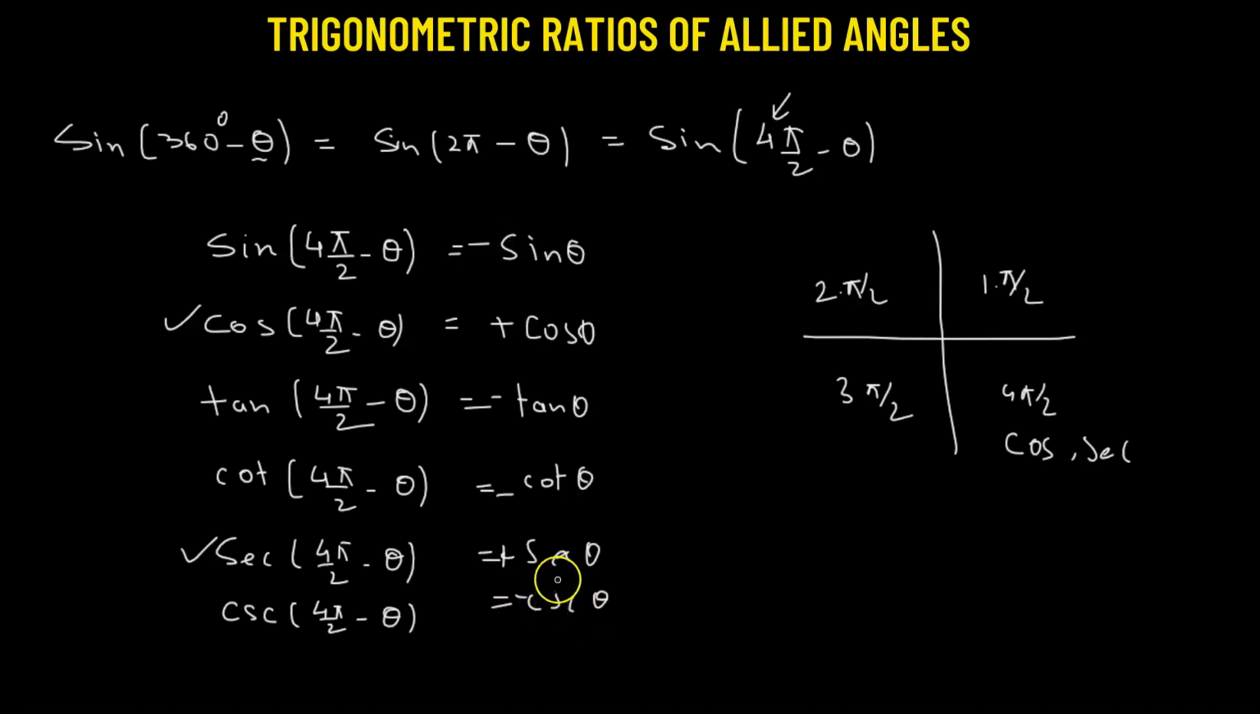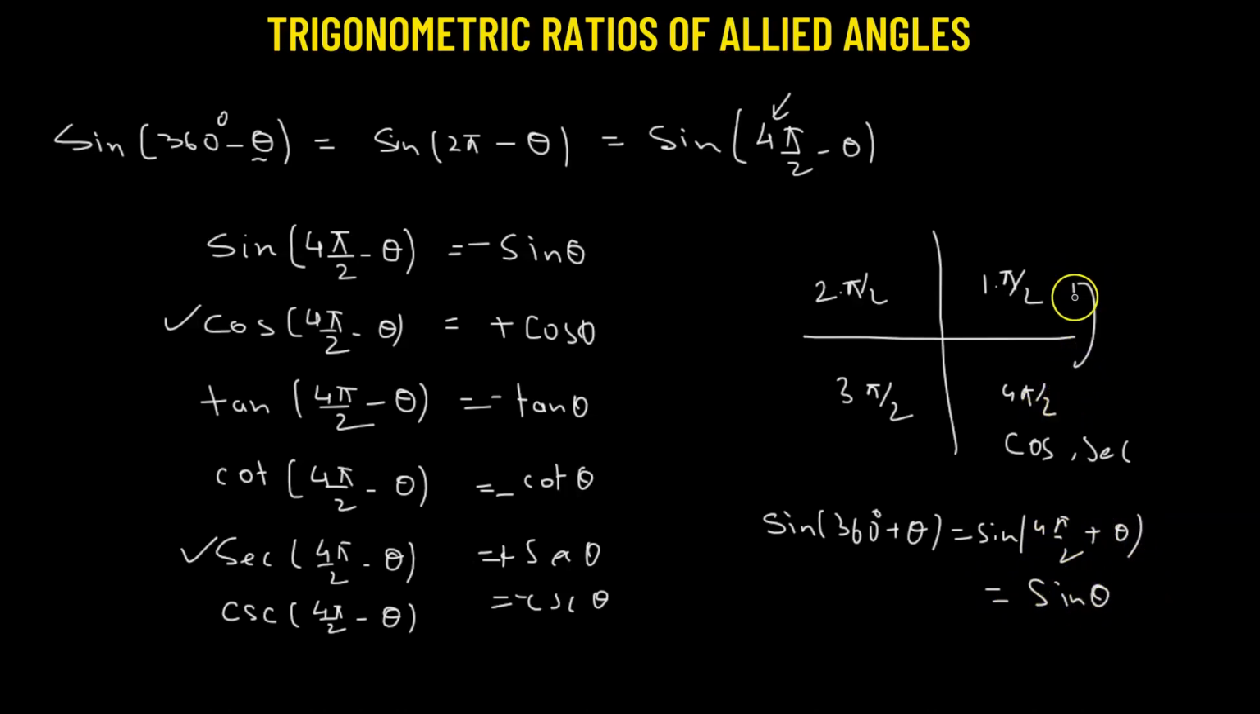Then finally, I'm leaving 360 degrees plus theta as an exercise for you, because sine of 360 degrees plus theta is nothing but sine of 4 pi over 2 plus theta. 4 pi over 2 means an even multiple of pi over 2, so we're still going to have sine theta. Now, what is 4 pi over 2 plus theta? That means we are back to the first quadrant where everything is positive. Right, so it resets itself. This is how we can obtain the trigonometric values of different allied angles.